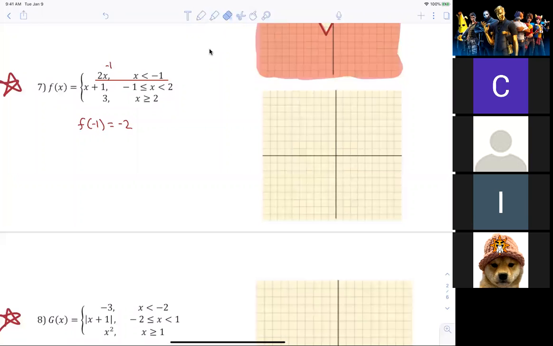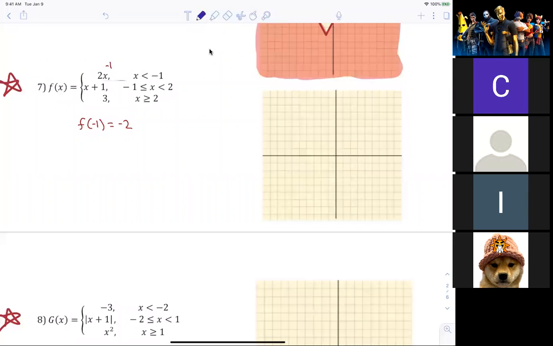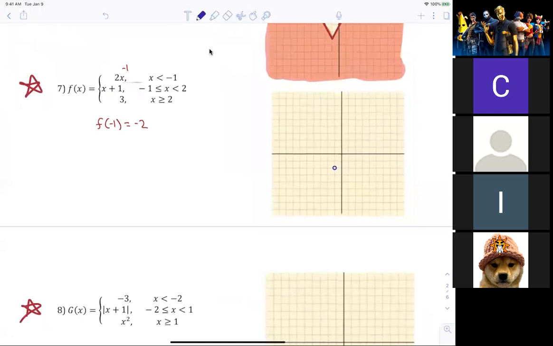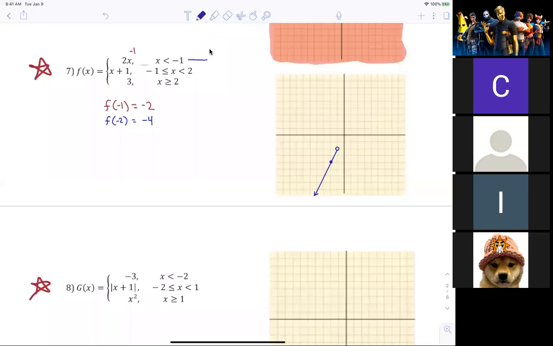However, because there's no equal to sign under here, right, this is going to be an open circle. So I want everybody to go to -1 and go down -2. And now that's going to be an open circle. And then we want less than -1. So we're going to do f of -2. And that's -4. All right. So now we're going to plot the point -2, -4. -2, 1, 2, 3, 4. Okay. Then from there, I'm going to go ahead and draw the graph. All right, now that's the graph for everything less than -1.